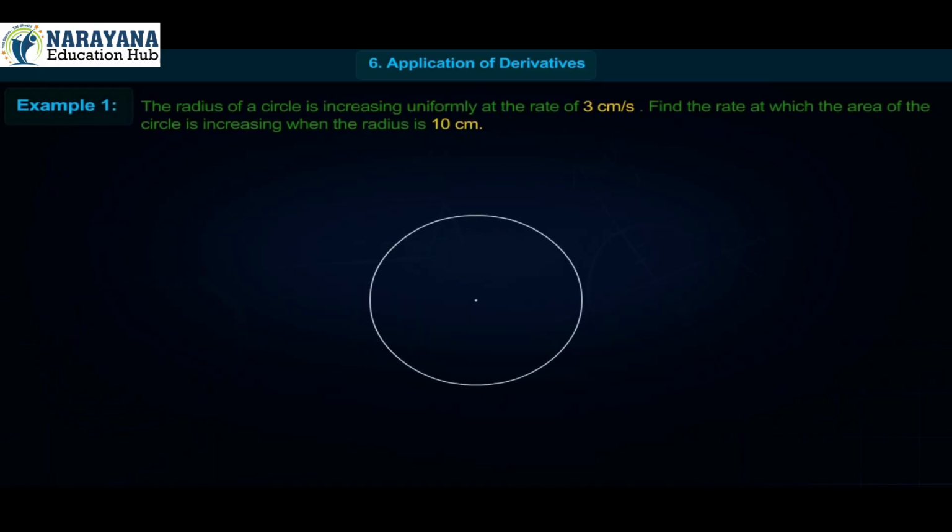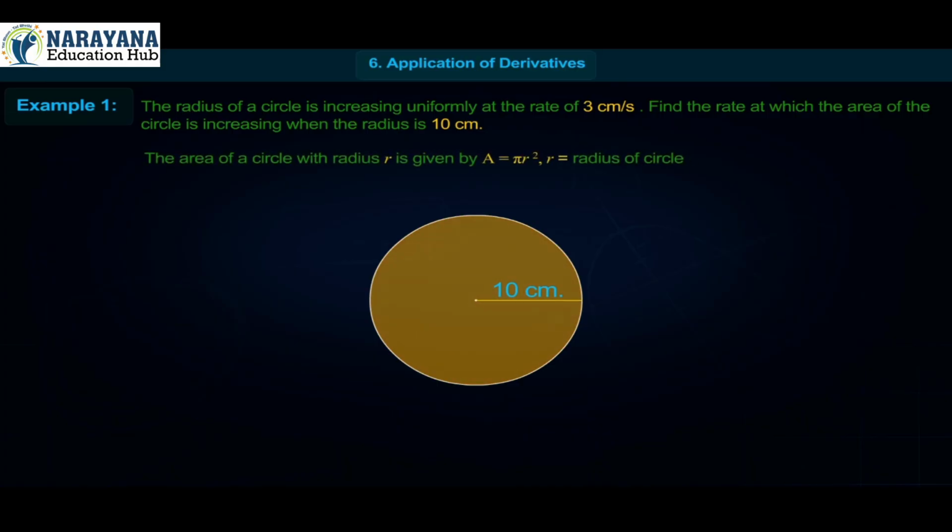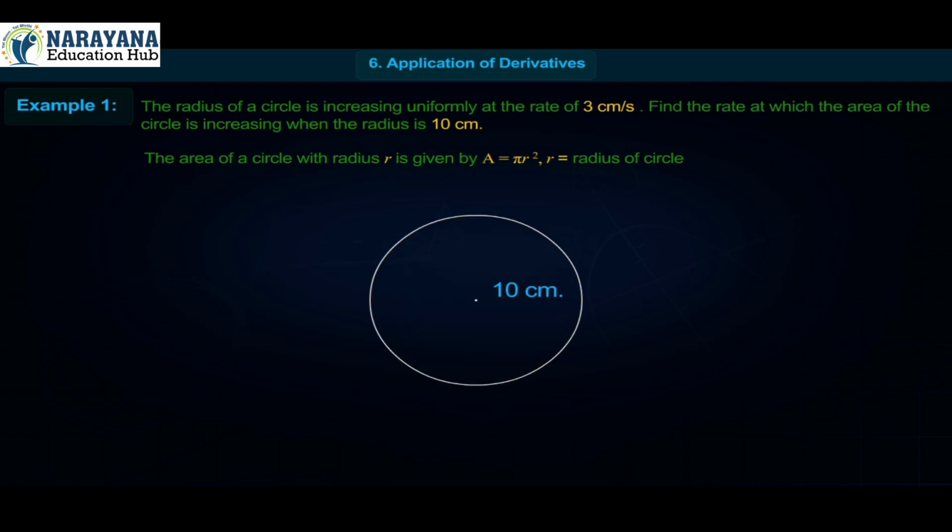Example 1. The radius of a circle is increasing uniformly at the rate of 3 cm per second. Find the rate at which the area of the circle is increasing when the radius is 10 cm. Solution. The area of a circle with radius r is given by A is equal to pi r square, where r is equal to radius of circle.